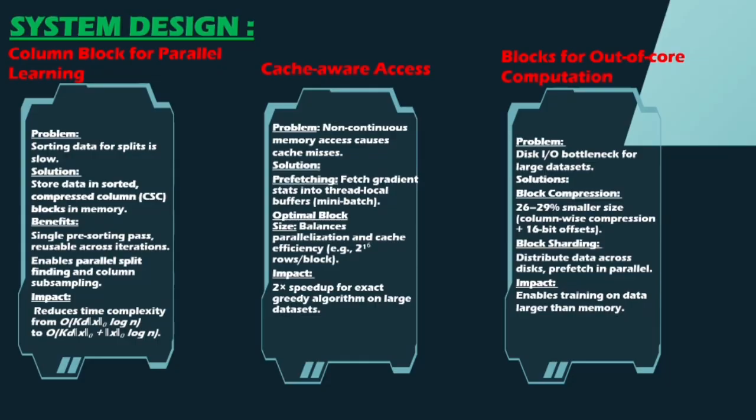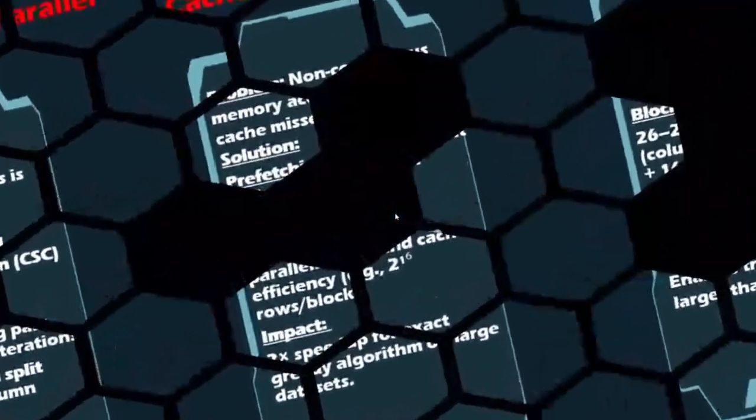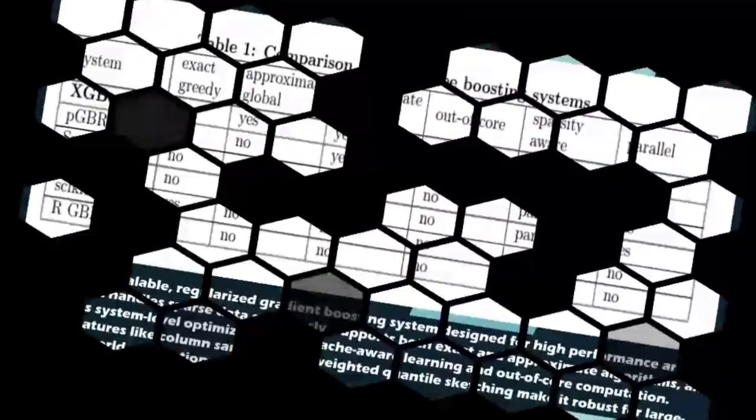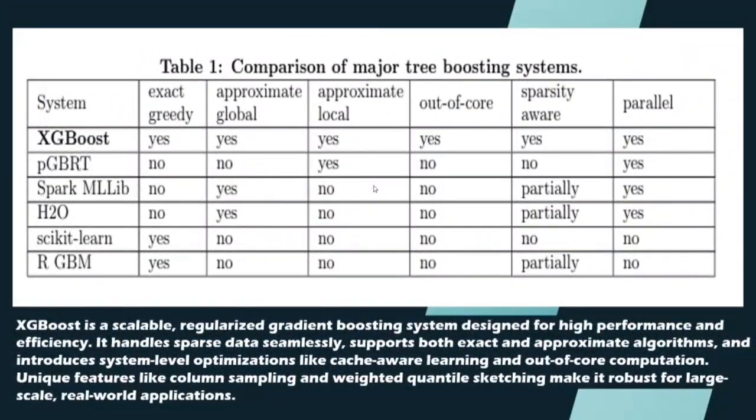Third, blocks for out-of-core computation. It chops data into compressed, disk-friendly blocks with background tree fetching, training on terabytes of data with desktop hardware. Here, you are able to see the comparison of major tree boosting systems.